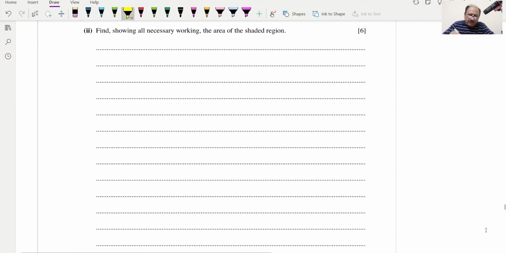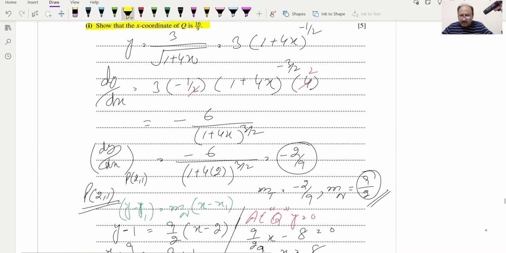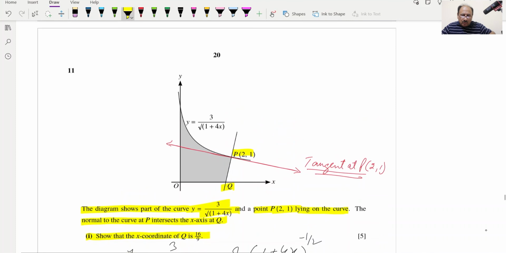Now part B: find, showing all necessary working, the area of the shaded region. This is a 6 marks question. We need to understand this a bit, so I will explain from the drawing what our strategy will be to solve this part. Basically this is the point of intersection. So we can take the integral from 0 to 2. This is 2, right? If we take the integral from 0 to 2, the area under the curve will include this small white triangle also, which we don't want.